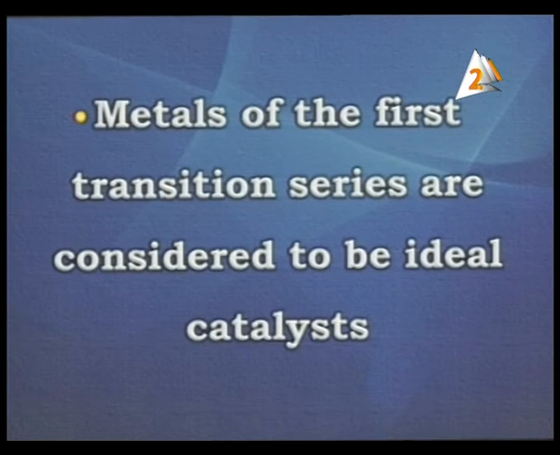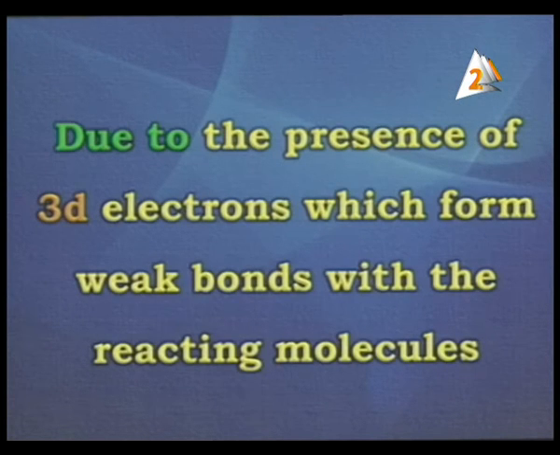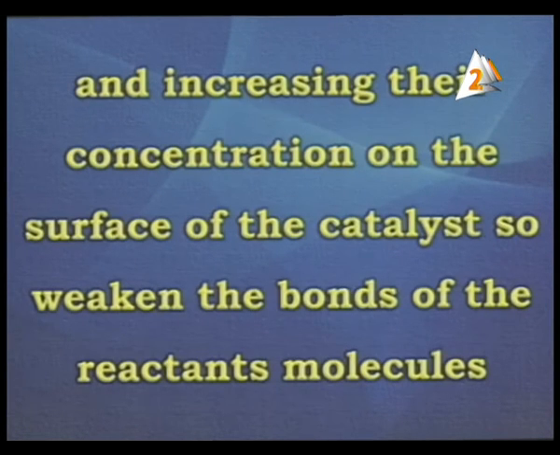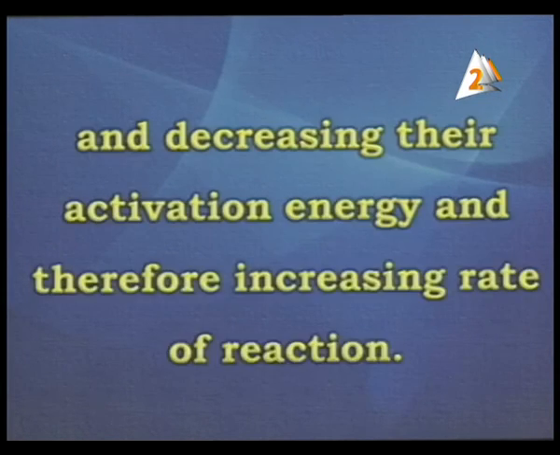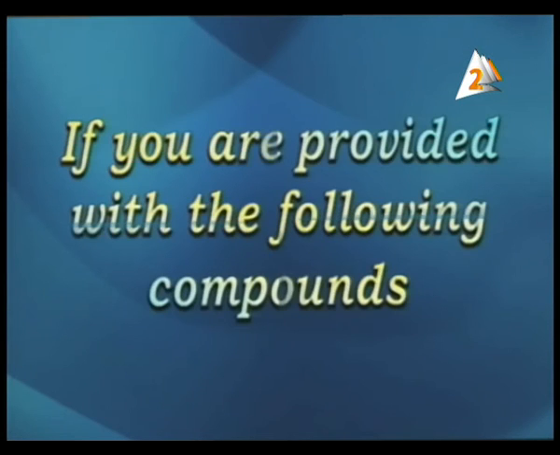Metals of the first transition series are considered to be ideal catalysts due to the presence of 3d electrons which form weak bonds with the reacting molecules and increase their concentration on the surface of the catalyst, so they weaken the bonds of the reactant molecules and decrease their activation energy and therefore increase the rate of reaction.